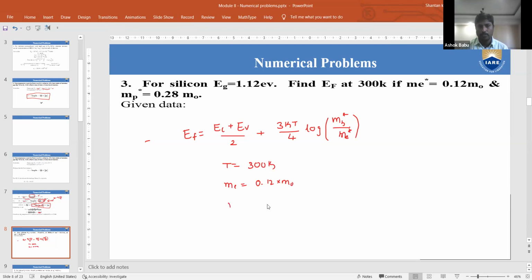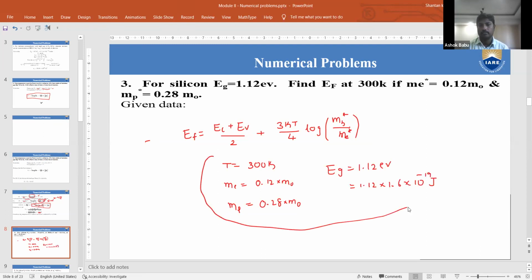Mh star equals 0.28 M naught. EG equals 1.12 electron volts, converting into joules. How are we going to convert? By multiplying with 1.6 into 10 power minus 19. This is the given data. Now this is the solution for that.